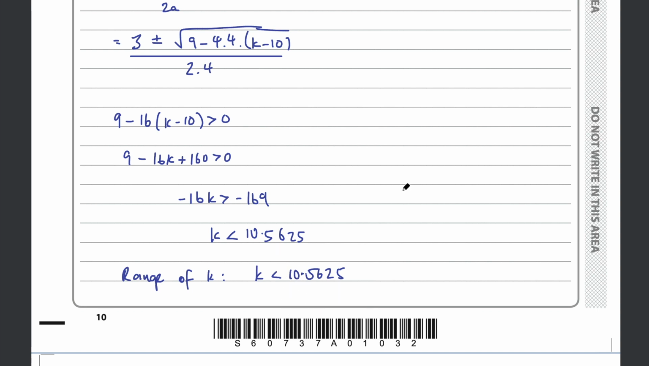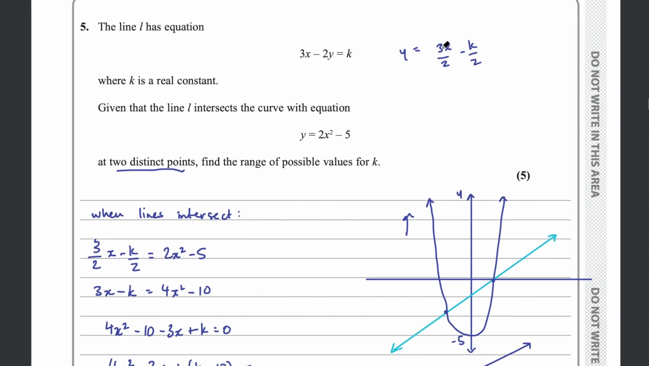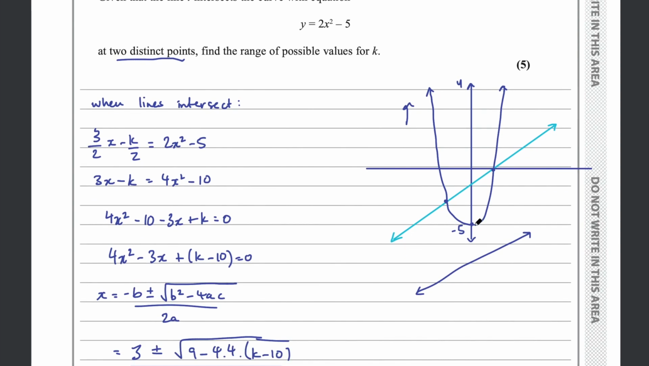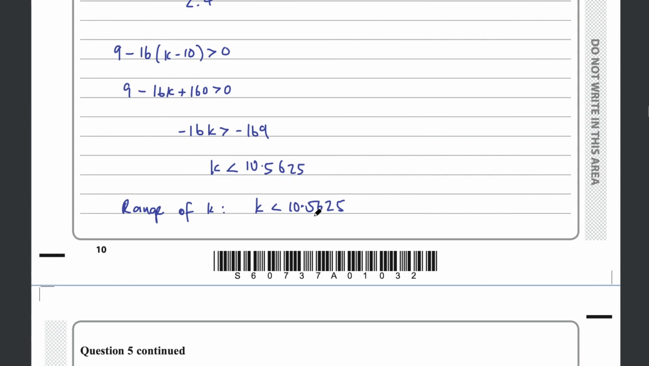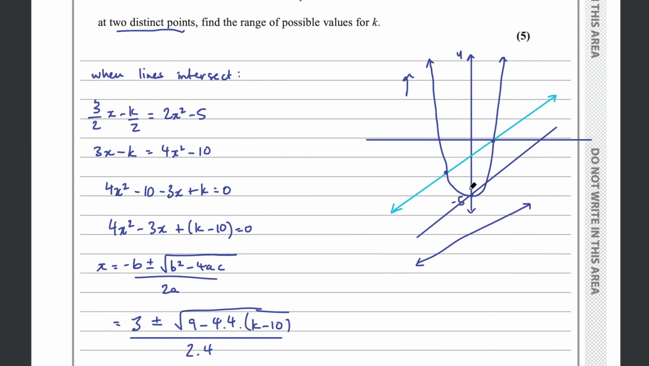So if we just round that off to 10, say, just to make it easier to estimate, what would this line be? This would be 3x on 2, take 10 divided by 2, which is 5, right? So the y-intercept there would be negative 5, which is the y-intercept of the quadratic. So if this line was going through that point, you can see we would have two intercepts. And actually the minimum value of k is a bit bigger than 10, so it's just above that negative 5.